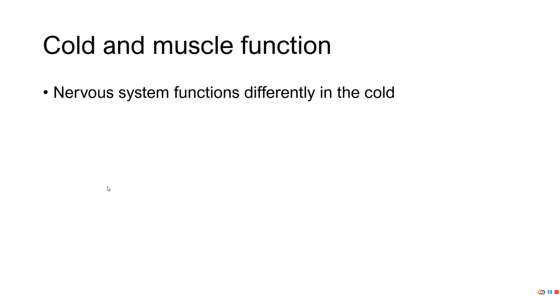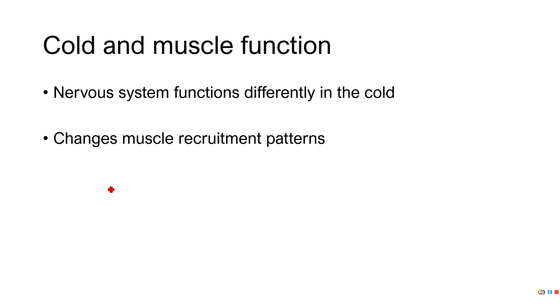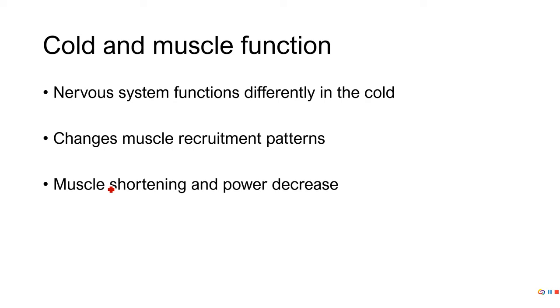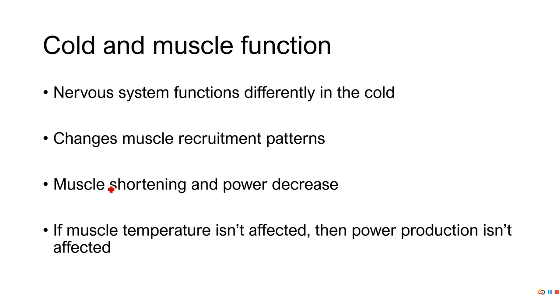So you have to remember that the nervous system functions differently in the cold, okay? Like we said, cold slows things down. It slows chemical reactions down, which means the signals are slowed down, and this causes changes in how muscles are recruited, okay? As a result, you're not able to shorten your muscle as well, which means you're not able to generate as much power. But this comes back to muscle temperature. If we're not affecting muscle temperature, even if it's cold outside, then power production isn't affected either.